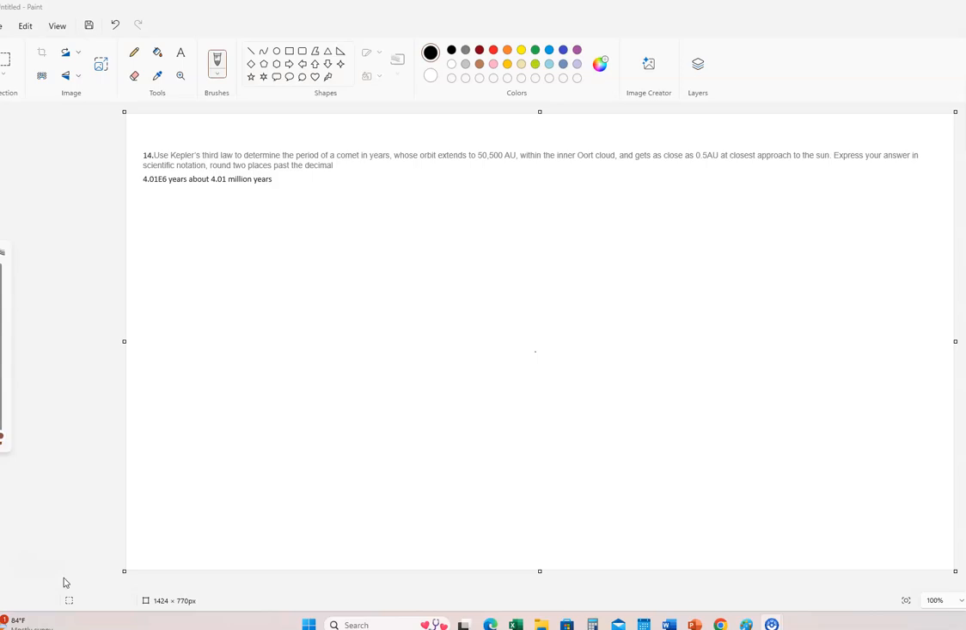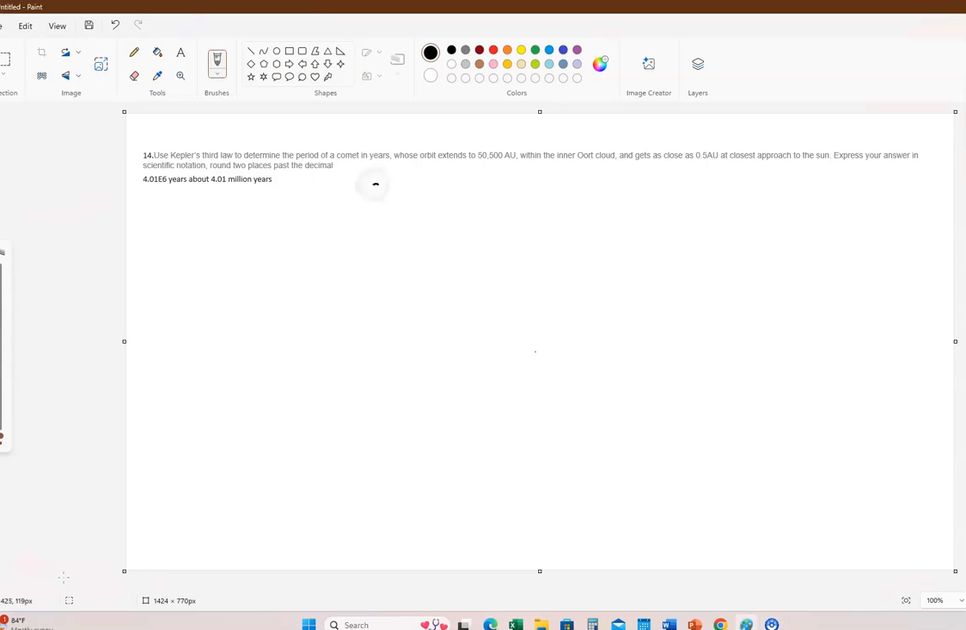All right, so let's write out Kepler's third law, of course, and there's the answer. It's 4.01 million years, 4.01 times 10 to the 6 years. All right, so Kepler's third law looks like this. A cubed, the semi-major axis cubed, is equal to P squared. That's supposed to be squared. A has to be in astronomical units and P has to be in years.